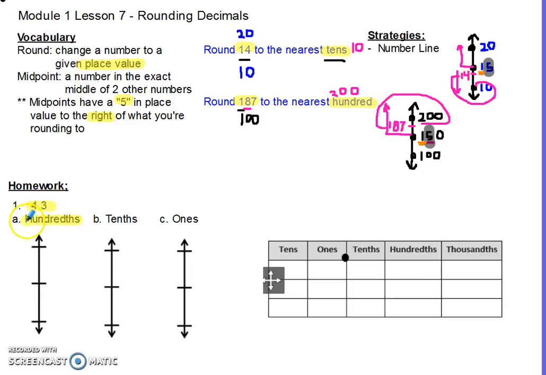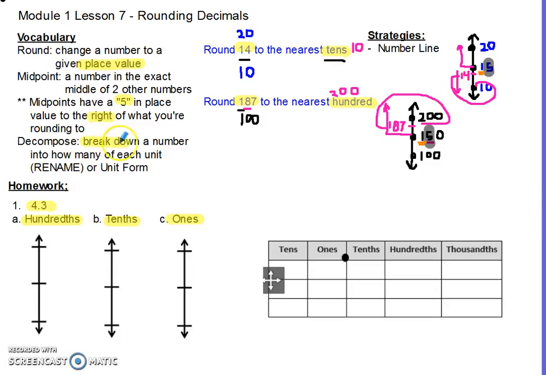And it's asking us to round it to 3 different place values. The first one, it's asking us to round to hundredths. The next is asking us to round to tenths. And the last one is asking us to round to the ones place value. And over here on the chart, they're asking you to do a decomposition or to decompose a number. To decompose a number, it means you're breaking down that number into how many of each unit or each place value you have. Another way we might say that is to rename the number, and it's also known as the unit form of a number.